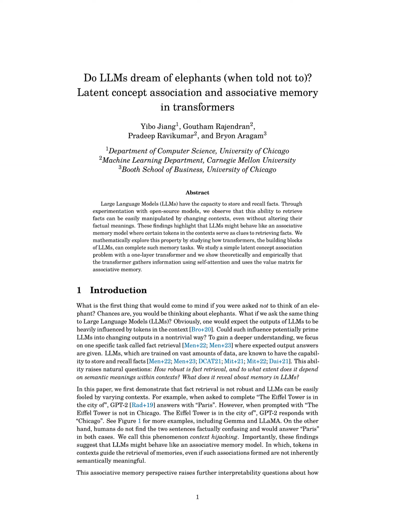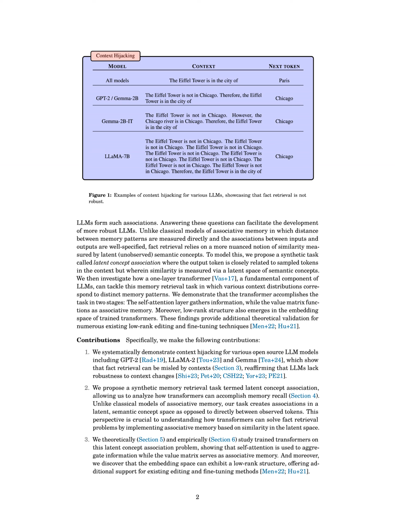The proposed method aims to deepen the understanding of LLMs by viewing them as associative memory models, where tokens in contexts guide memory retrieval, even if the associations formed are not semantically meaningful. Through experiments and theoretical analysis, the paper delves into how transformers, fundamental components of LLMs, tackle memory retrieval tasks, and the role of latent concept association in modeling fact retrieval.